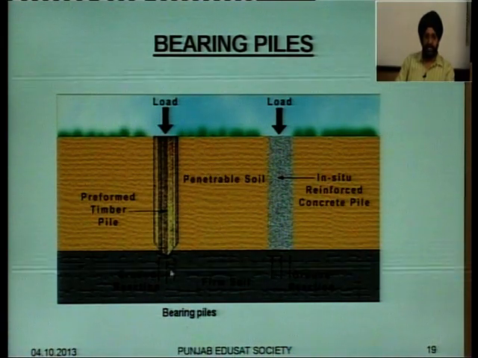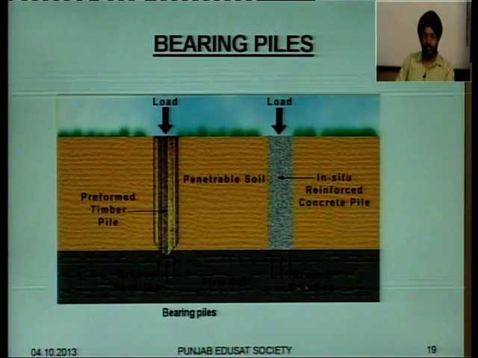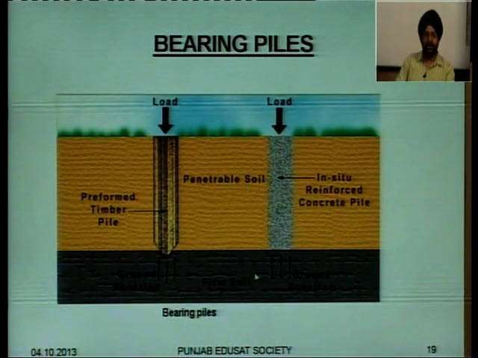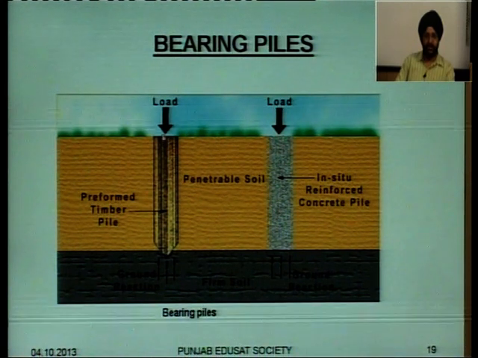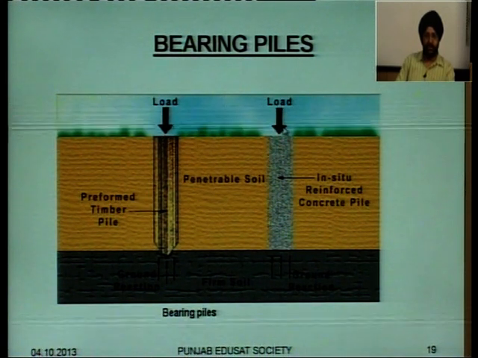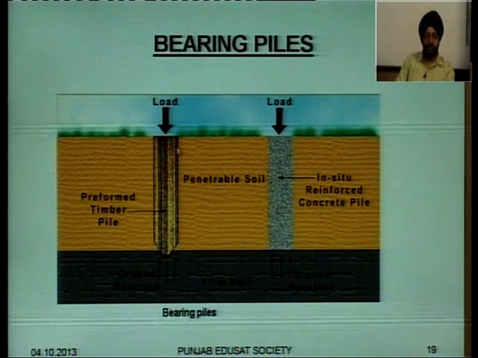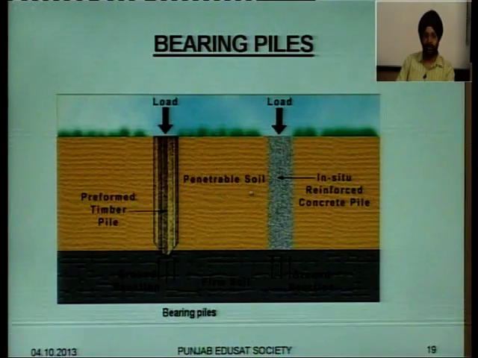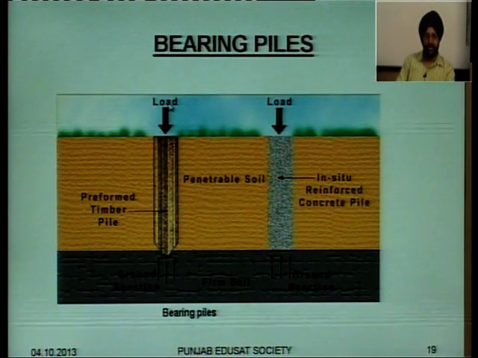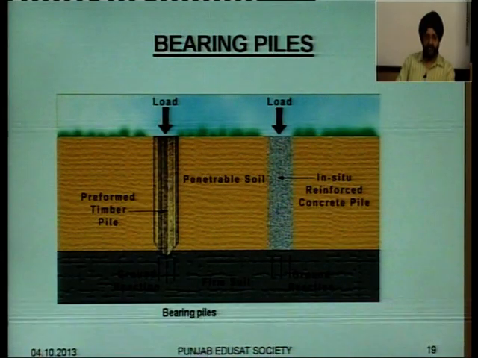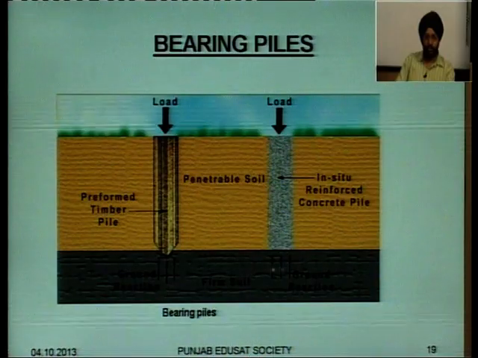the ground reaction is acting upwards. This is a firm soil, or I should say hard strata. This is the hard strata, and the load is coming over it. And what these piles are doing, this yellow part is indicating the soil. It is the penetrable soil where these piles are penetrated. So, basically this load coming over these piles, these are transferred from these piles to this whole hard strata.